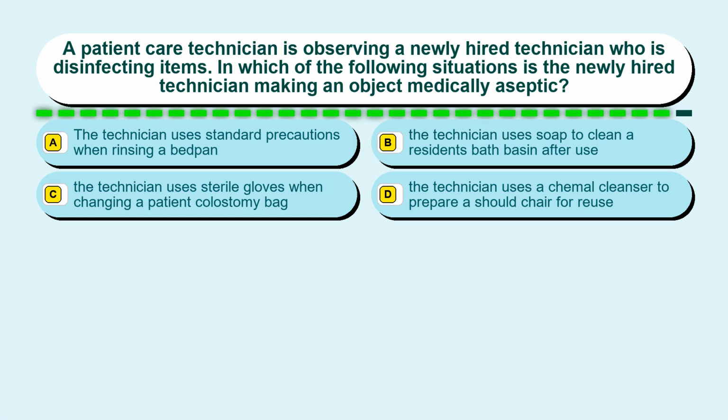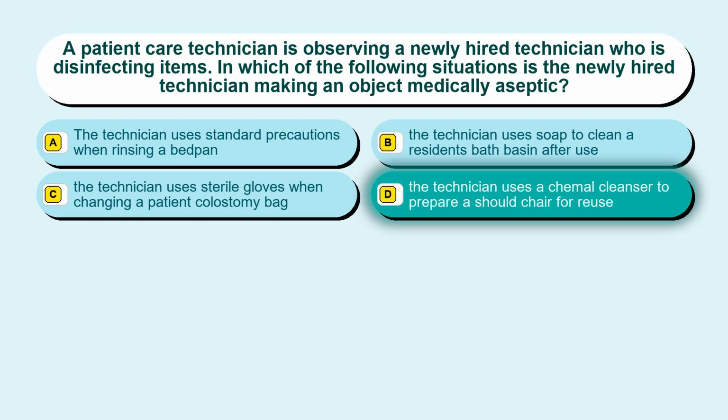Question 26. A patient care technician is observing a newly hired technician who is disinfecting items. In which of the following situations is the newly hired technician making an object medically aseptic? Option A, the technician uses standard precautions when rinsing a bedpan. Option B, the technician uses soap to clean a resident's bath basin after use. Option C, the technician uses sterile gloves when changing a patient's colostomy bag. Option D, the technician uses a chemical cleanser to prepare a shower chair for reuse.